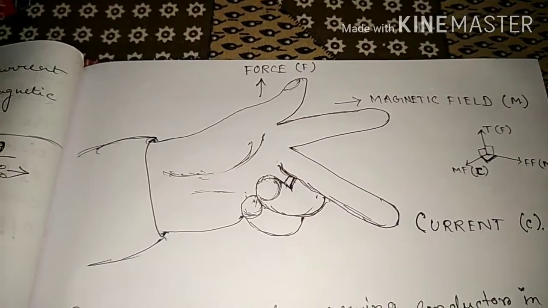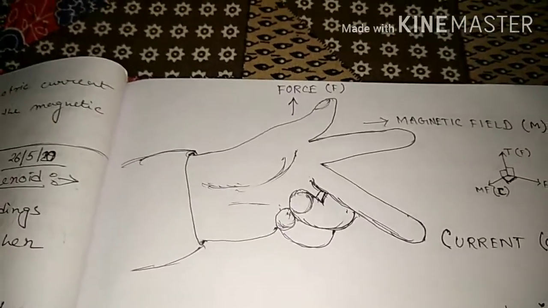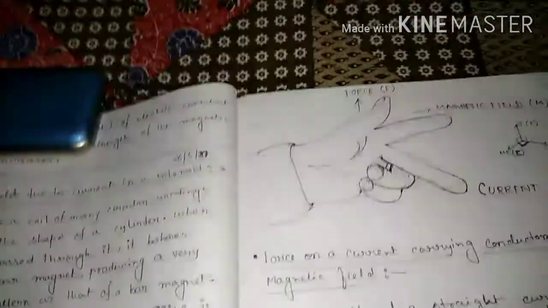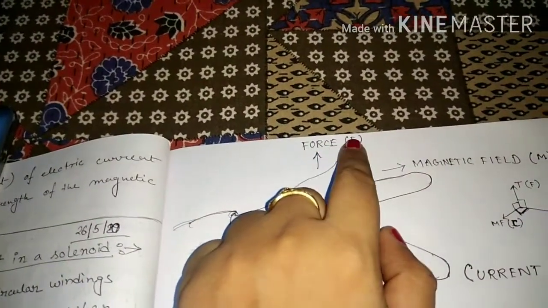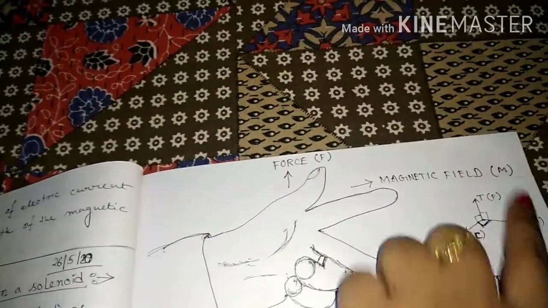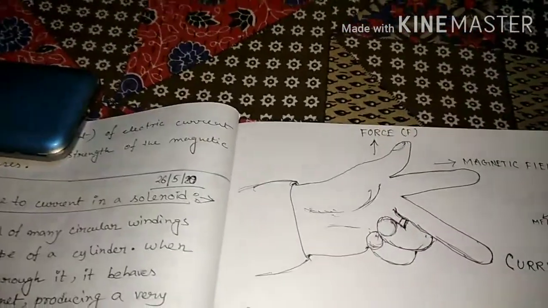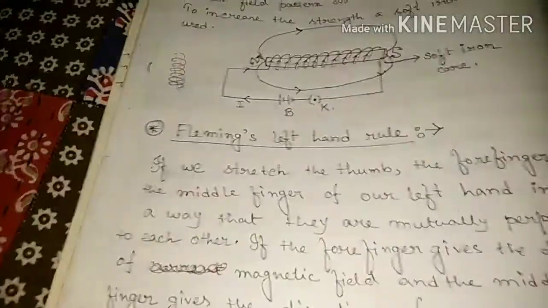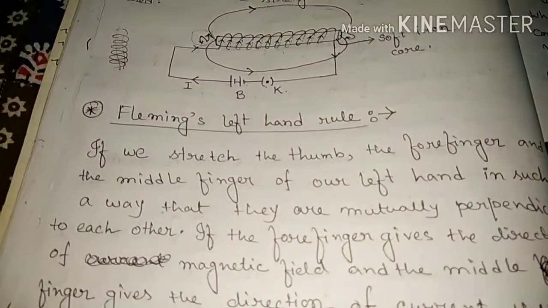So how do we remember this law? It's a very unique law. How do we remember? Force, the first letter is F. Magnetic field, the first letter is M. Current, the first letter is C. So for the left hand rule, first of all you remember that this left hand rule is used to find out the direction of force.